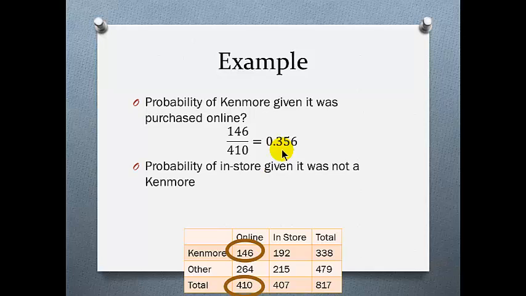How about this one? What's the probability a purchase was in store given it was not a Kenmore? So we start with both of them, in-store and Kenmore. That's this number right here, in-store Kenmore, 215. And we divide by the given information instead of the total. Given it was not a Kenmore, it's one of these others. So we're going to divide by the 479. 215 out of 479 is 0.449.